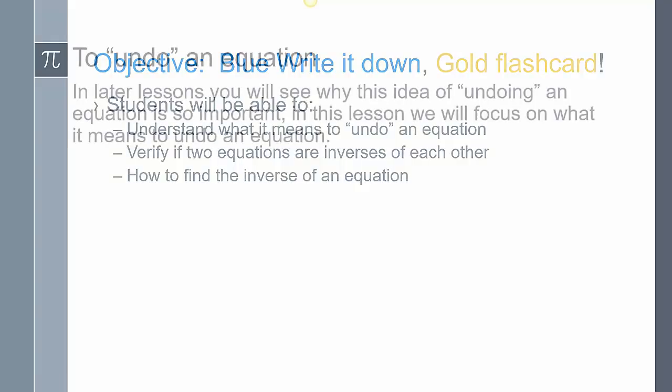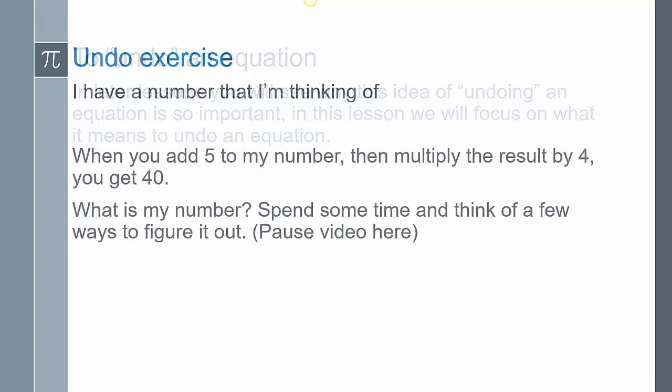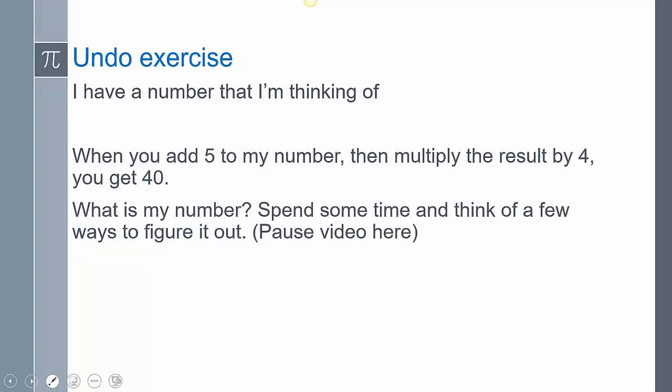So what does it mean to undo an equation? Later in this lesson, you're going to see why we do this exercise and why it is important. You're also going to see in future lessons why this idea of undoing an equation is going to be really, really important. So first, let's start with an exercise.